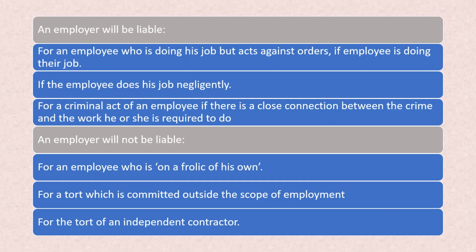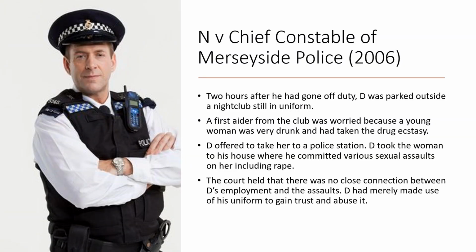So the final one, where the employer will be liable, is where he does a criminal act and there's a close connection between the crime and the work he's supposed to do. A good case is Weddall v Chief Constable of Merseyside Police, in which two hours after he'd gone off duty, the defendant was parked outside a nightclub still in uniform. Now, a first aider from the club was worried because a young woman was very drunk and had taken ecstasy, and he offered to take her to the police station, but instead he took her to his house, where he committed various sexual assaults, including rape. The court here held that there was no close connection between the defendant's employment and the assaults. He merely made use of the uniform to gain trust and to abuse that trust.